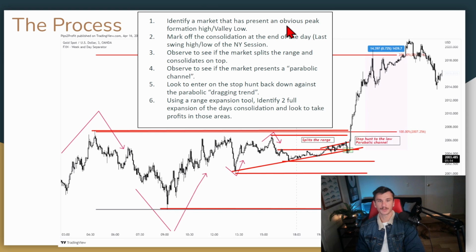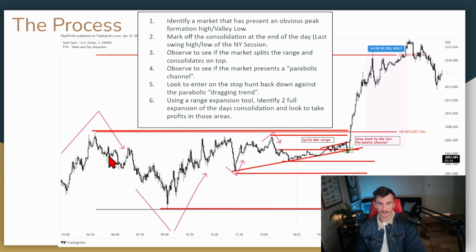Identify a market that has presented an obvious peak formation high, valley low. Yes, I'm aware. I need to put the ED on there, okay? Peak formation high, valley low, peak formation high, valley low. Mark off the consolidation at the end of the day, the last swing high and low of the US session. Okay, that is what this line here is. That is what that line there is.